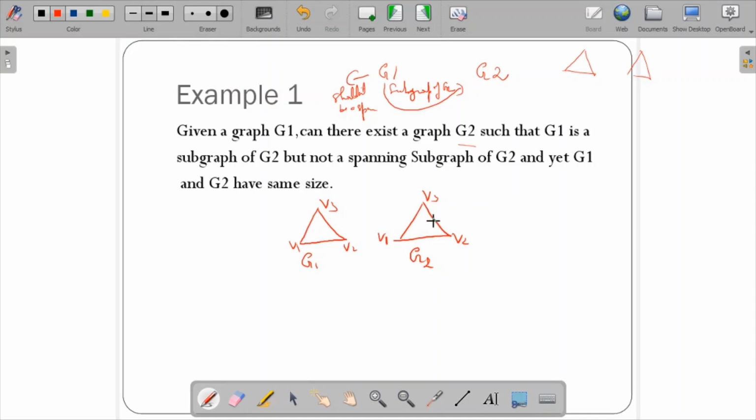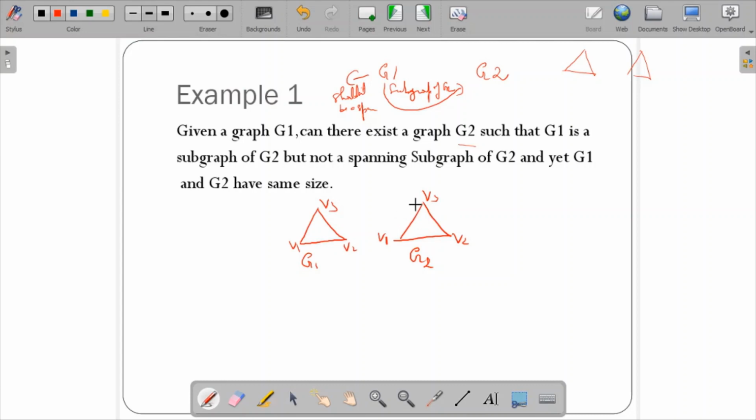If it should not be a spanning subgraph, what does that mean? Whatever the vertices over here should not be the same vertices over here. Now this is your main graph and this is your subgraph. How can you tell this is a subgraph? If both the graphs are equal, it cannot be a proper subgraph, because both are the same graph.